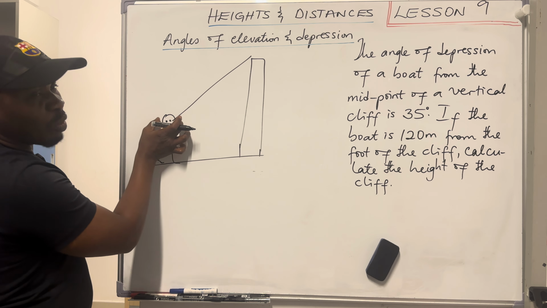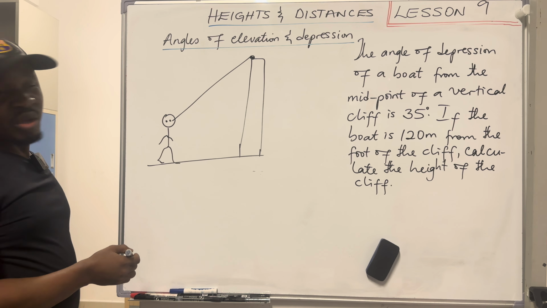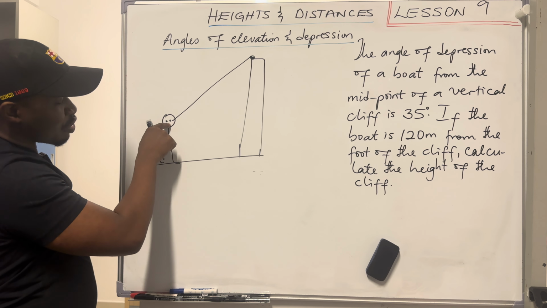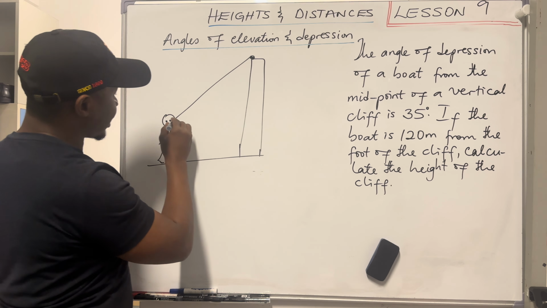So look at the observer's eyes. But what is the location? The location is the top of the building. But when you consider the horizontal line of the observer's eyes, it is this. So look at the angle here, and here is the location or the object. So this is angle of elevation because the observer's eyes or the angle is below the object or the what? The location. I hope that one is clear.